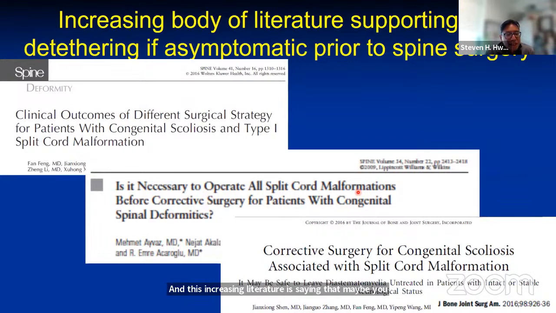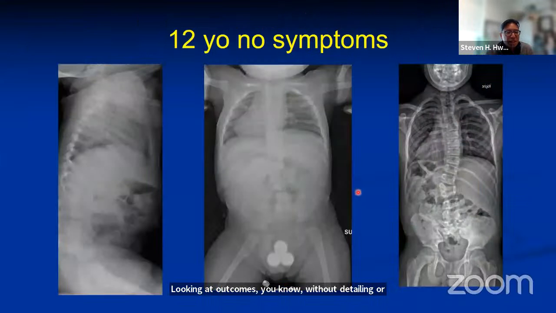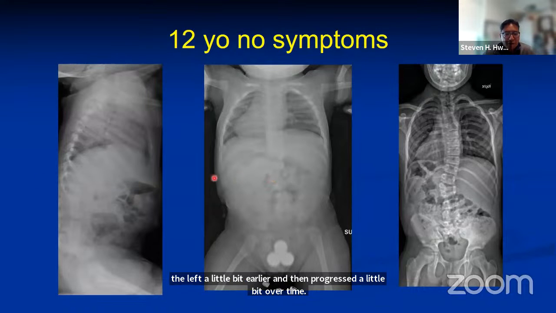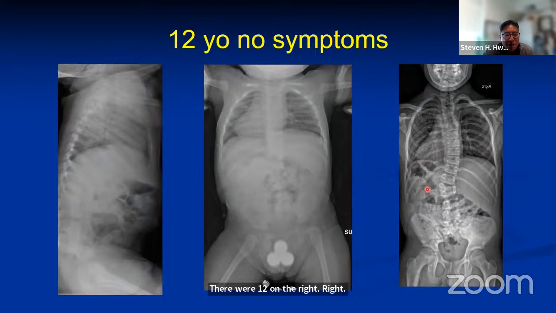So several of these papers are from China looking at outcomes without detethering or without treating the underlying pathology before treating the deformity. This is an example of a 12-year-old child. The image on the left is a little bit earlier, and then it progressed a little bit over time. There's this X-ray on the right. There's a little hemivertebra here, so you can see down here. And this is developing a small curve, open triradiate still, so they still have a lot of growth remaining.